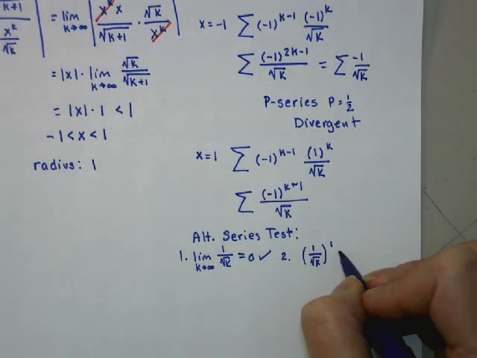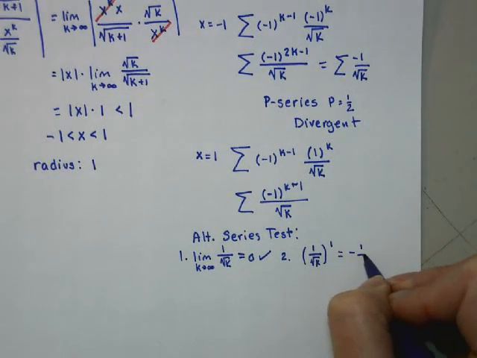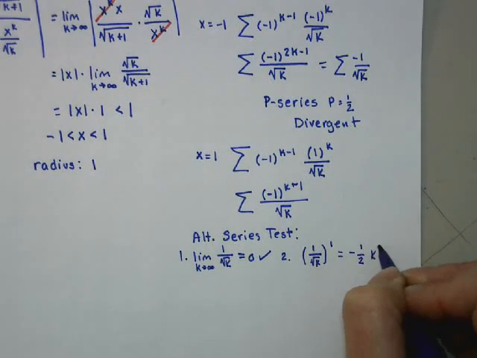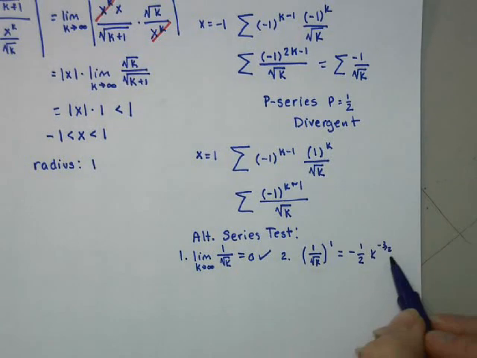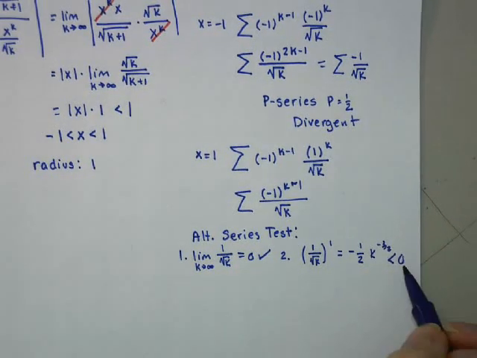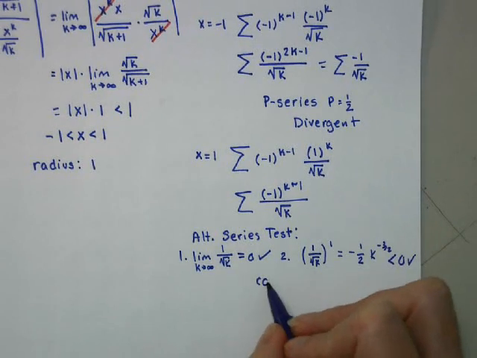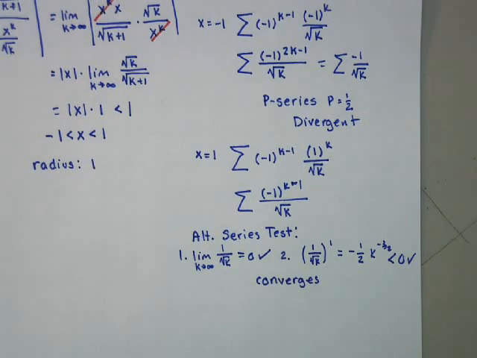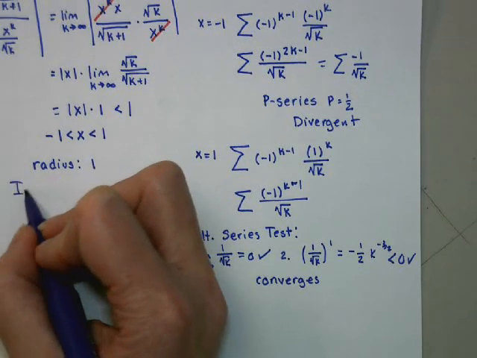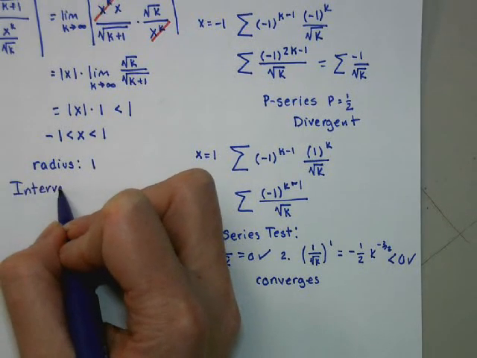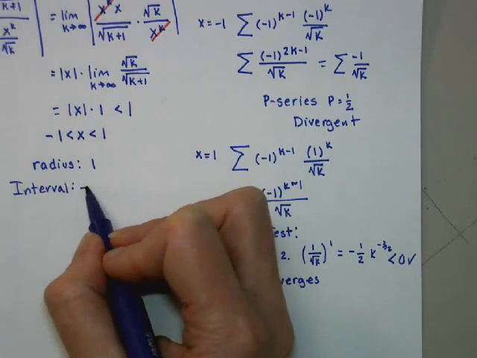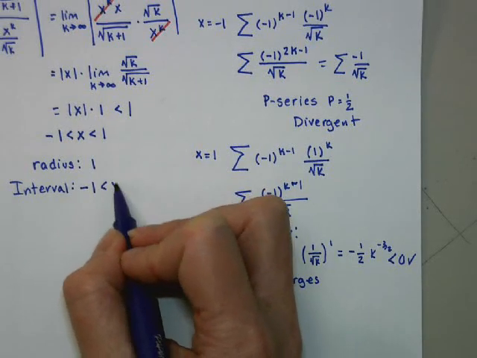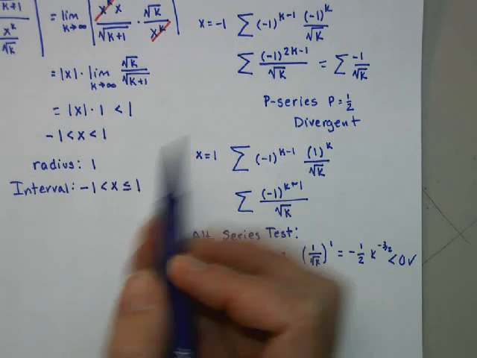Well, 1 over square root of k is just k to the -1/2. So the derivative is going to be -1/2 k to the -3/2, which will be less than 0. So that one checks out. So this one converges. So our interval does not include the -1, but does include the 1.